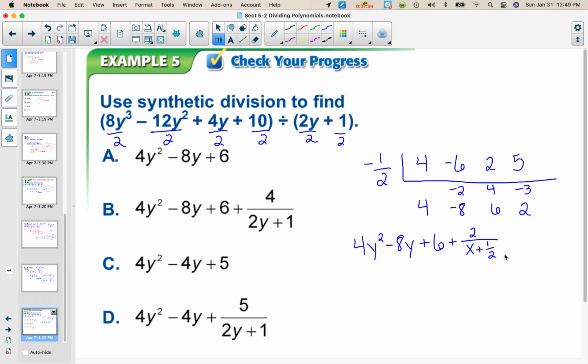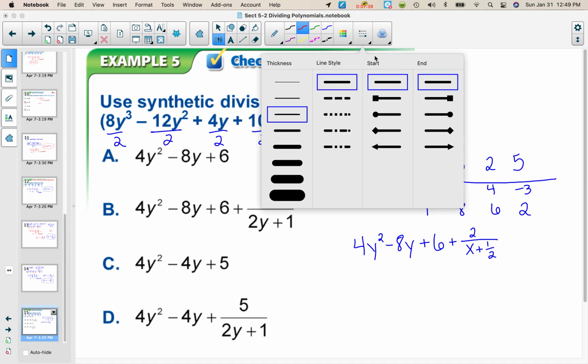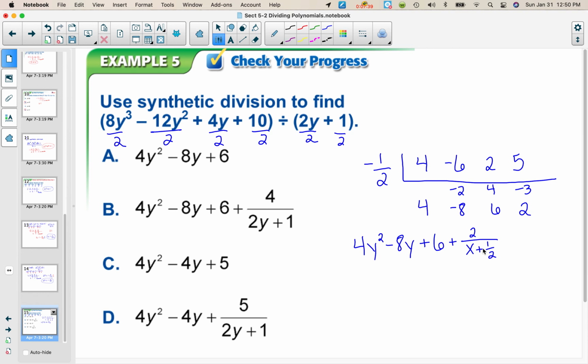So this is what you get before you deal with the remainder issue. So then from here, remember that we want to put the 2 back. I divided out a 2, now I'm going to put it back. So I'm multiplying top and bottom by 2. So I get 4y squared minus 8y plus 6 plus, now this time there wasn't a fraction here, so I am going to multiply the 2 by 2 and get 4. And here we have a 2y plus 1. Sorry about that, these should have been y's. So that means my answer is B.